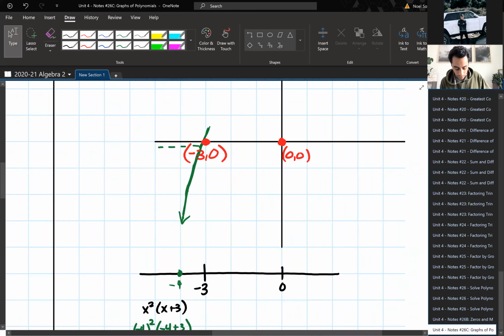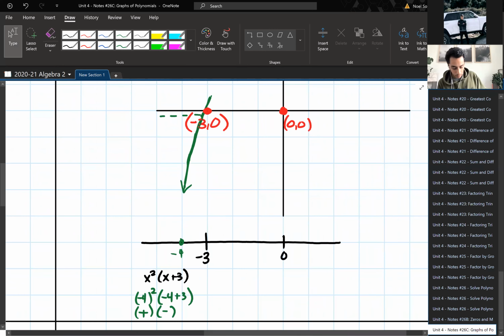So that should line up with whatever we get in the sign analysis between -3 and 0. If it crosses, that means we should get a positive value when we do sign analysis between -3 and 0. So let's say I were to pick a number here. Let's say -2. We're going to test -2.